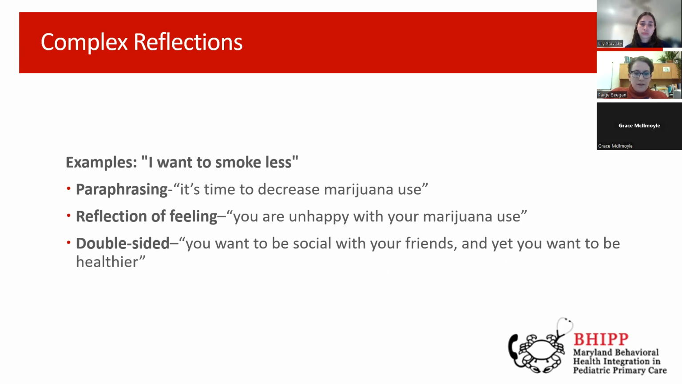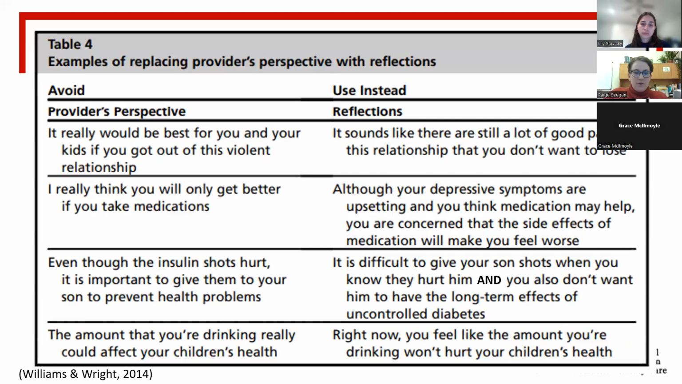All right, here are some more examples. Providers, you want to avoid, it really would be best for you and your kids if you got out of this violent relationship. A reflection instead could be, it sounds like there are still a lot of good parts to this relationship that you don't want to lose. Or, I really think you will only get better if you take medications. Instead: although your depressive symptoms are upsetting and you think medication may help, you are concerned that the side effects of medication will make you feel worse.